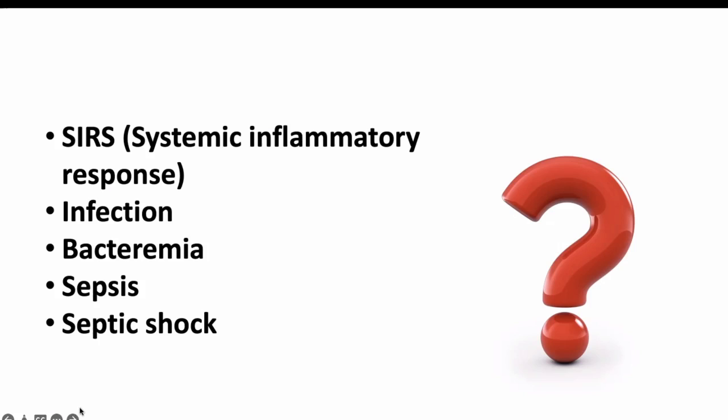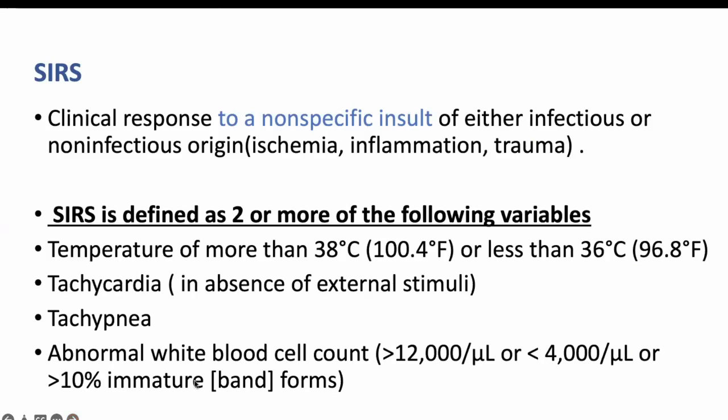So it's the presence of two or more of: high or low white blood cells, like abnormal white blood cells, or more than 10% immature white blood cells, or high or low temperature, or low blood pressure, and the presence of tachypnea. And when we mention tachycardia or high heart rate, it's important to notice it's in the absence of any external stimuli. So that is the systemic inflammatory response.